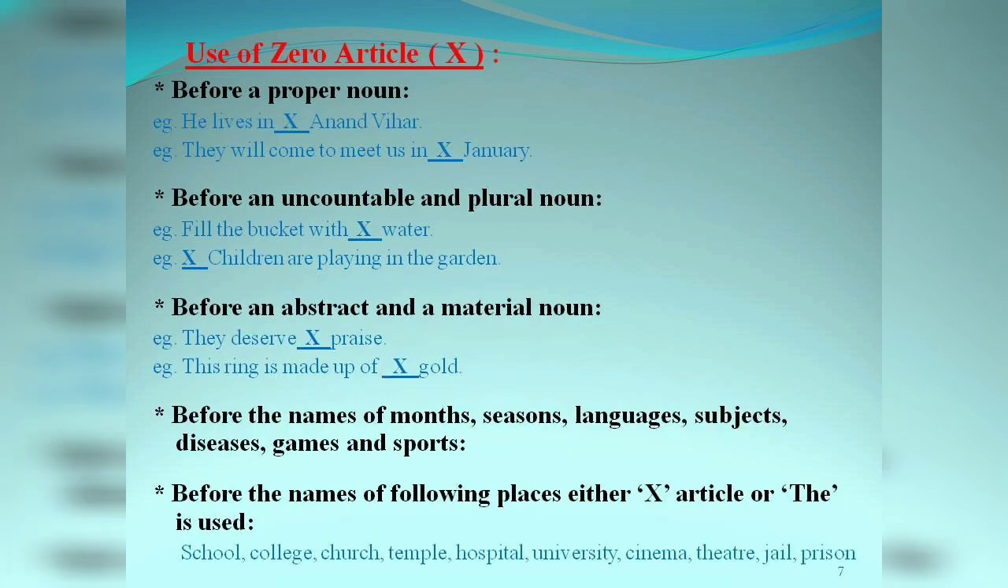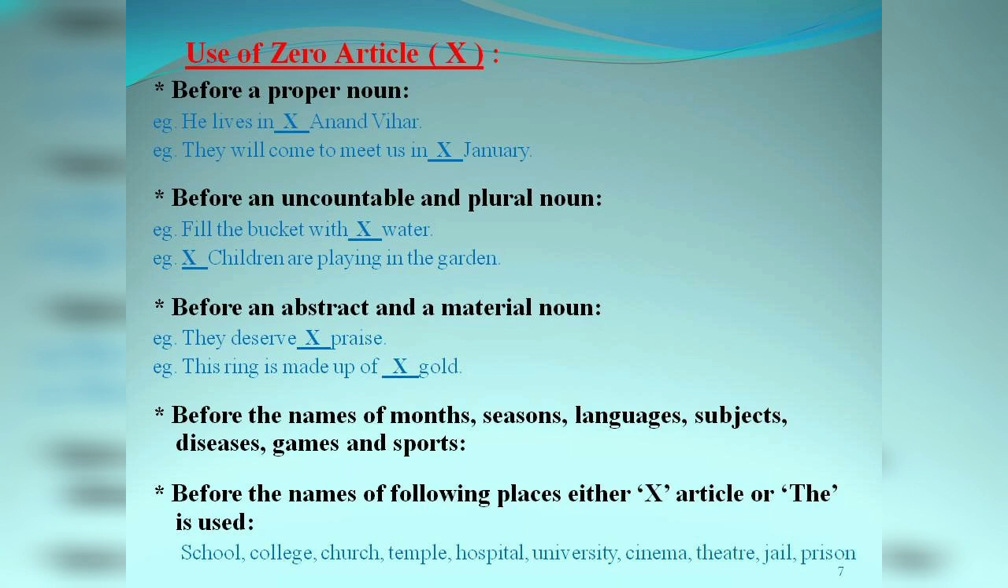Now the uses of zero article, that is, not to use any article. The first rule says before a proper noun. He lives in Anand Vihar. Anand Vihar is a proper noun. Therefore, no article. They will come to meet us in January. The word January is a proper noun. Therefore, no article.